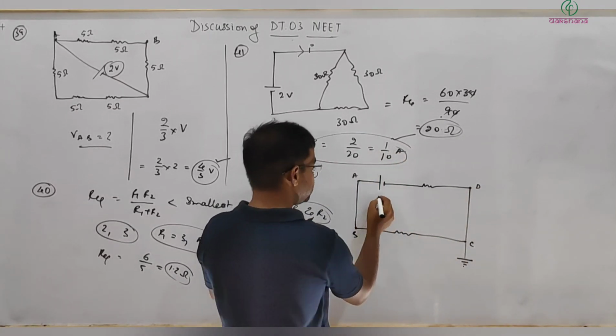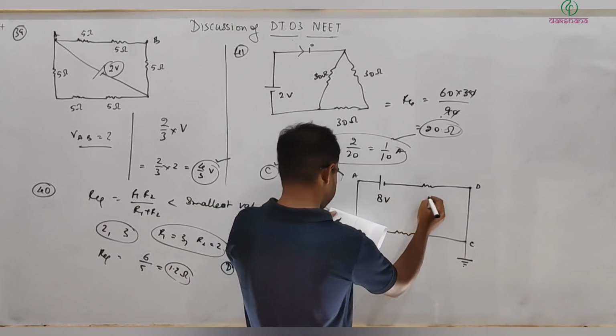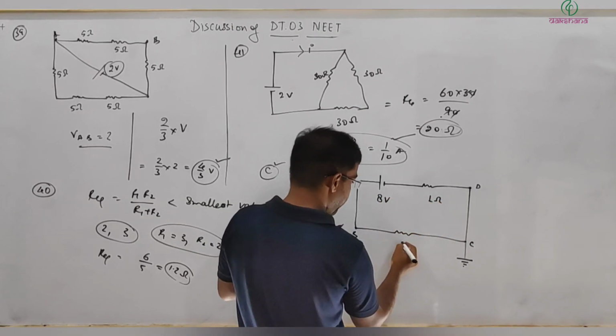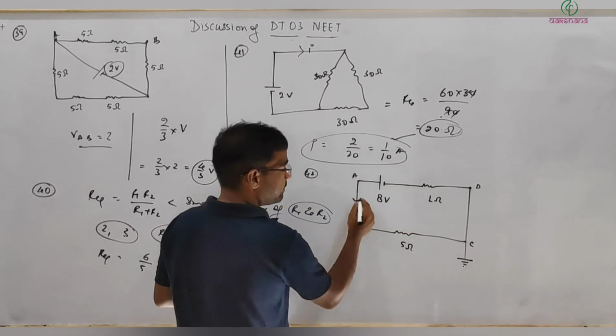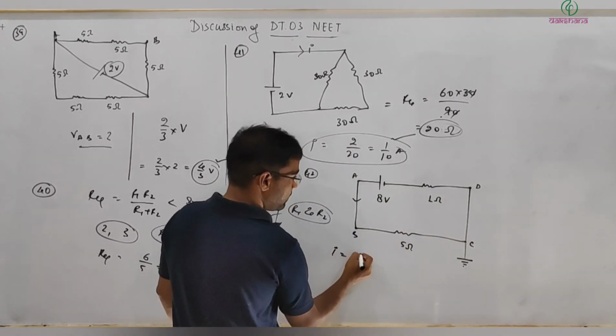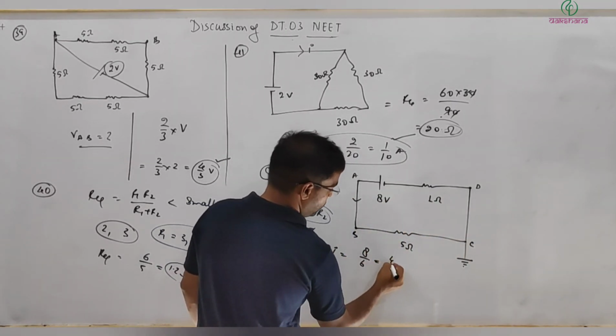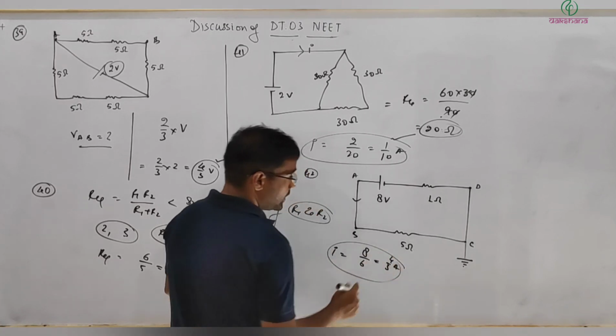So here it's 8 volt, and the resistances are 1 ohm and 5 ohm. So the current in this circuit will flow this way, and I is given by 8 divided by 6, that is 4 by 3 ampere, right?